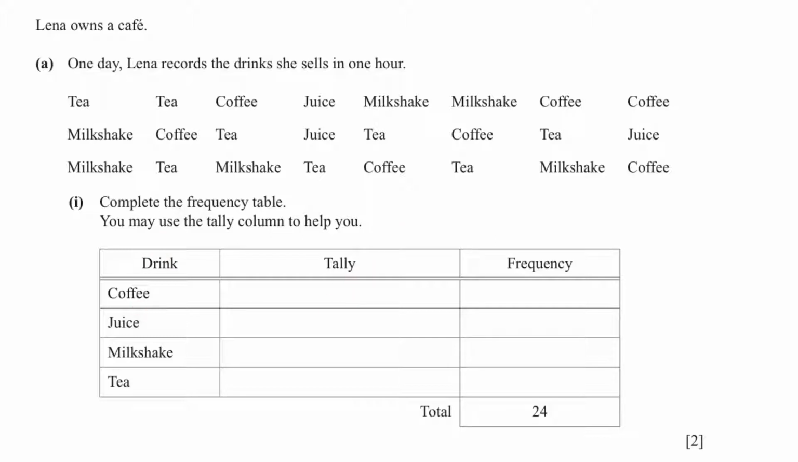So coffee, we have to find how many coffees there are. 1, 2, 3, 4, 5, 6, 7. So we write the tally 1, 2, 3, 4. For the fifth one, we make a diagonal line, 6 and 7. This is how you are going to do for everything. These are the results that we will get.